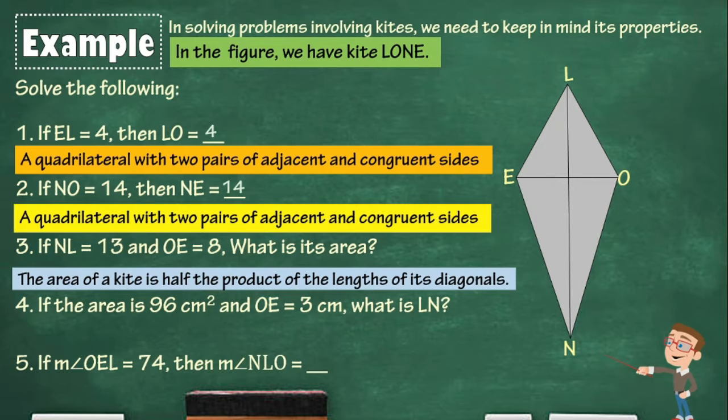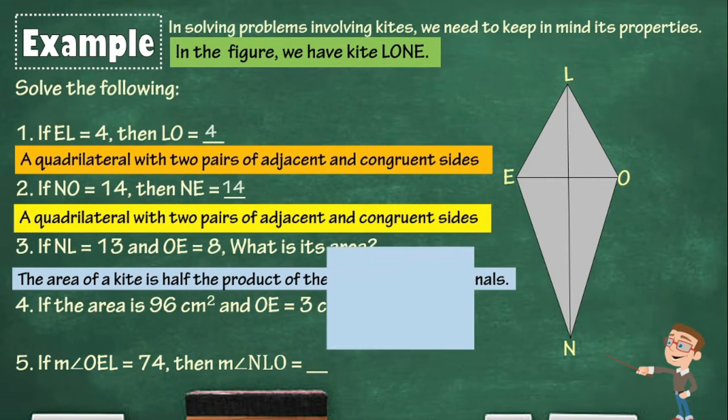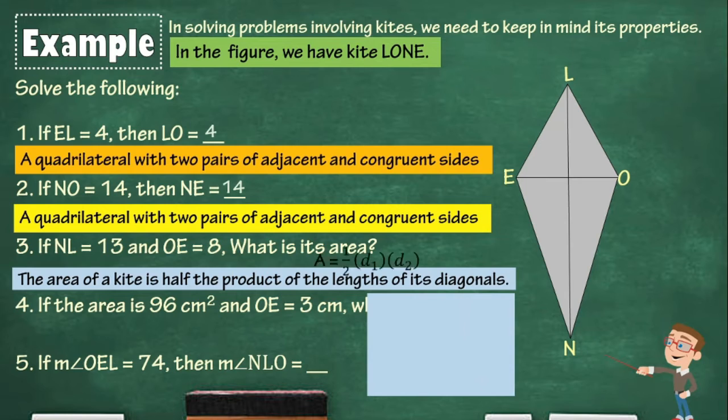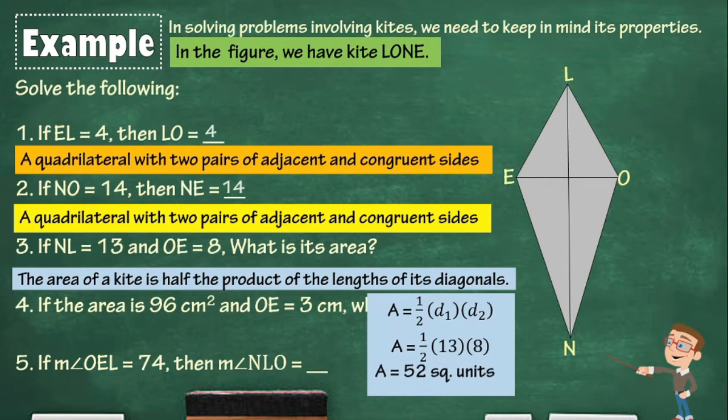lengths of its diagonals. So with that, we are going to use the formula A equals 1/2 times the first diagonal times the second diagonal, or let's say NL times OE. Substituting our given, we have A equals 1/2 of 13 times 8. And our answer, 52 square units.